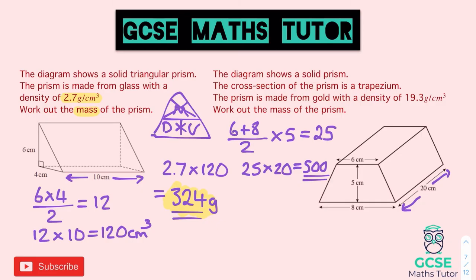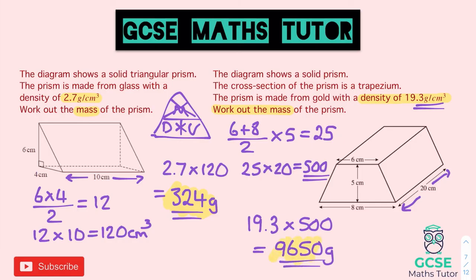Again, it says here that this is made from gold and that has a density of 19.3 grams per centimeter cubed. Again, we're working out the mass. So we would take the volume, which is 500, and multiply that by the density. So we'll take the density first, 19.3, multiply that by our volume of 500. And if we type that into a calculator, 19.3 multiplied by 500, we get a final answer here. And it comes out as 9,650, and that is a mass, so again that's going to be in grams, as our units up there were grams per centimeter cubed. So there we go, there's our final answer, 9,650 grams, and that finishes off those two.